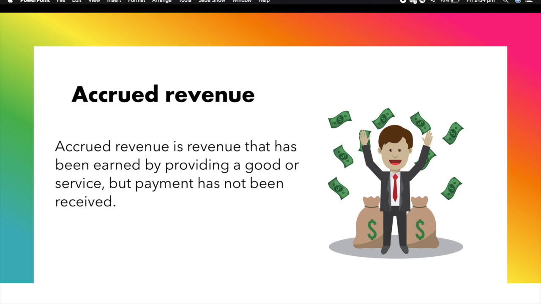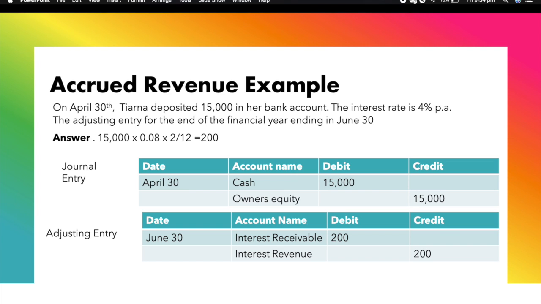Accrued revenue is revenue that has been earned by providing a good or service, but payment has not yet been received. Now we will go through the first example. On April 30, Tiana deposited $15,000 into her bank account. The interest rate is 4% per annum. Record the adjusting entry for the end of financial year ending in June 30.